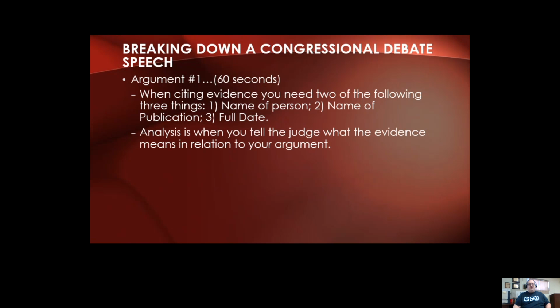Analysis is when you tell the judge what the evidence means in relation to your argument. So this is not going to be an exercise of just putting out several pieces of evidence and not telling the judge what it means. You have to give them context as to what this means in terms of proving the argument that you're trying to make. You should have at least two pieces of evidence per argument. And while it's not a contest to see who can put the most evidence in there, you certainly should have more than one piece of evidence per argument. So two is a good number to start with. Three, if you can fit it in comfortably.